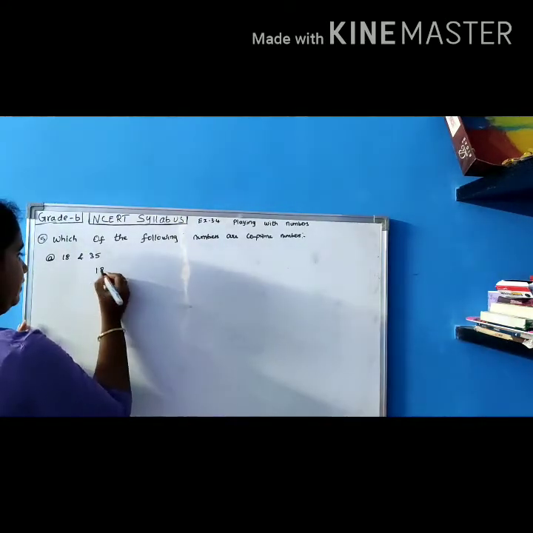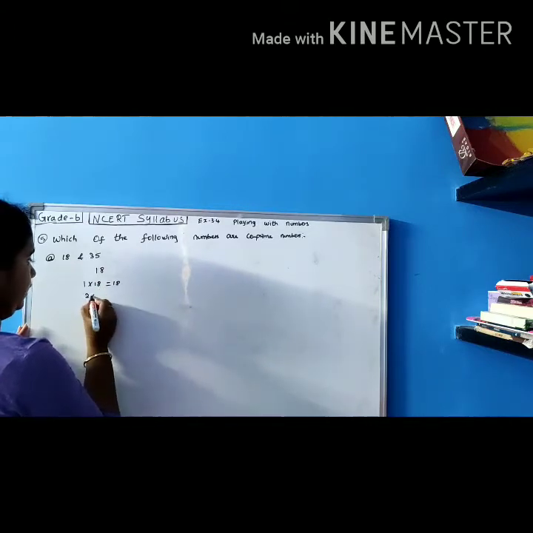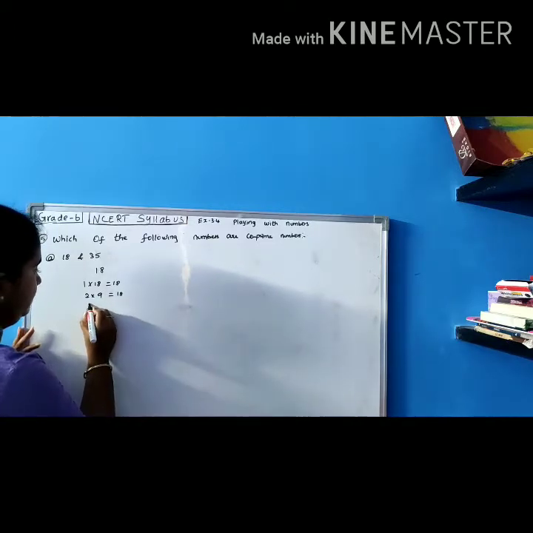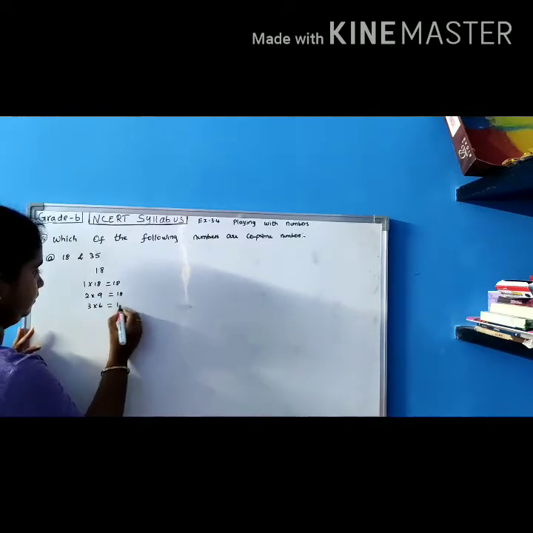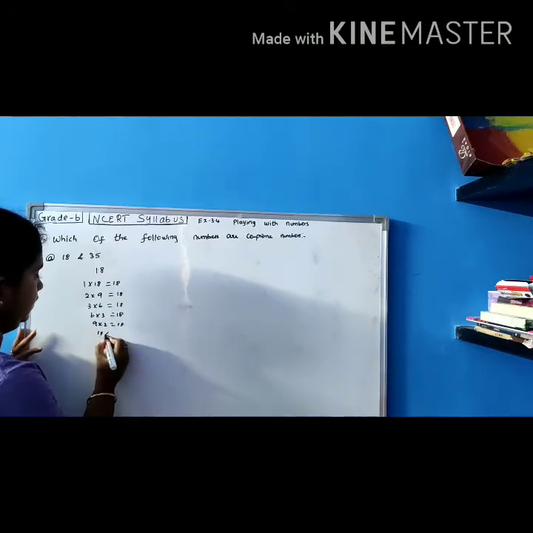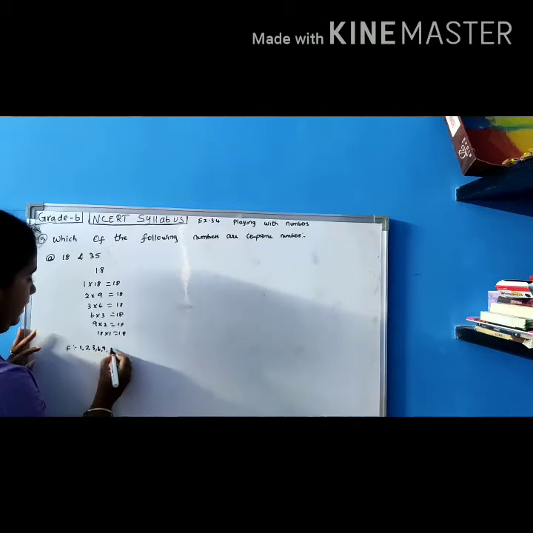For 18 I am writing the factors as usual. 1 into 18 is 18. 2 table, 9 2s are 18. Then 3 table, 6 3s are 18. 4 table no. 5 table no. 6 3s are 18. Then 9 2s are 18. 18 into 1 is 18. So that's all. So factors are 1, 2, 3, 6, 9, 18. These are the factors of 18.